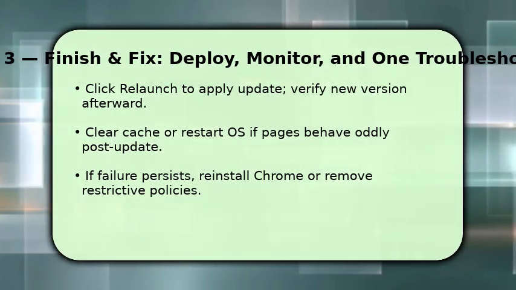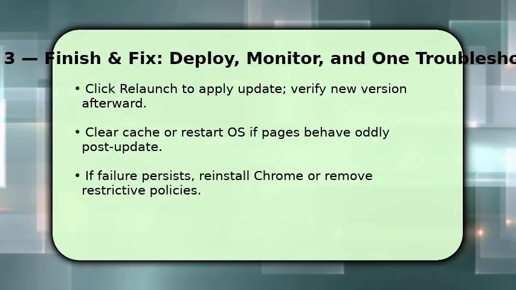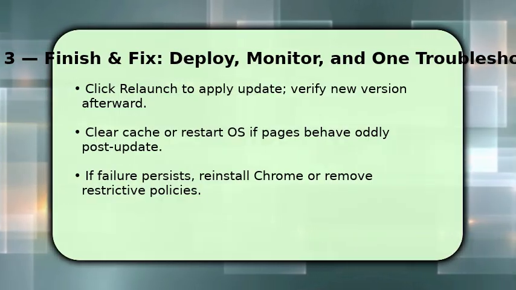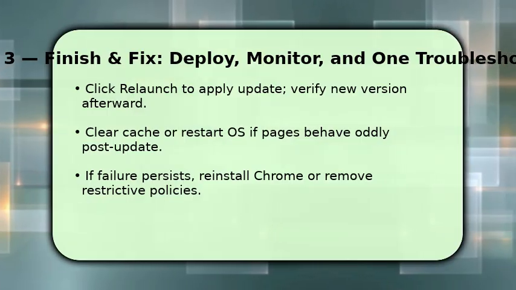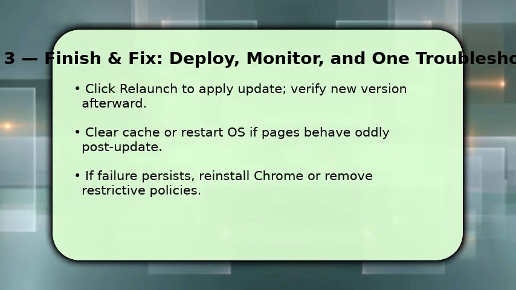If the update fails repeatedly, uninstall and reinstall Chrome or check for enterprise policies blocking updates. On Windows, you may need to remove update policies in the registry. Key troubleshooting tip: reinstalling Chrome typically resolves corrupted updater problems.